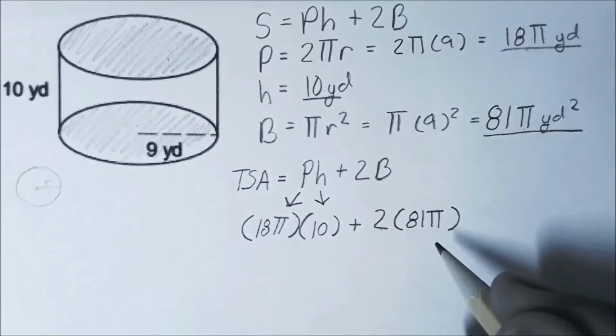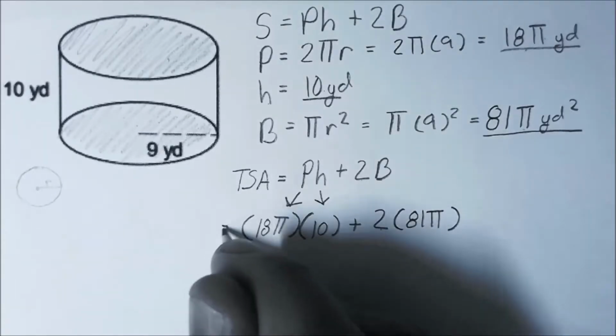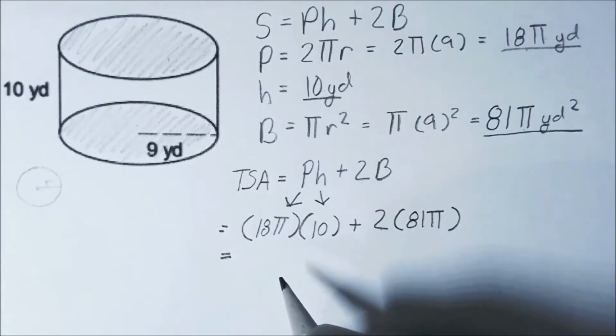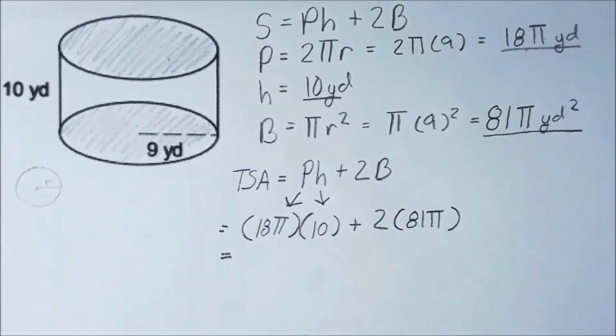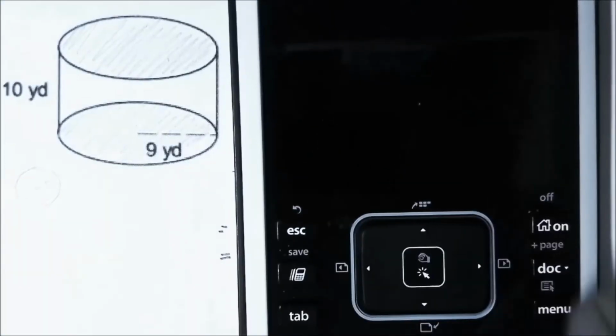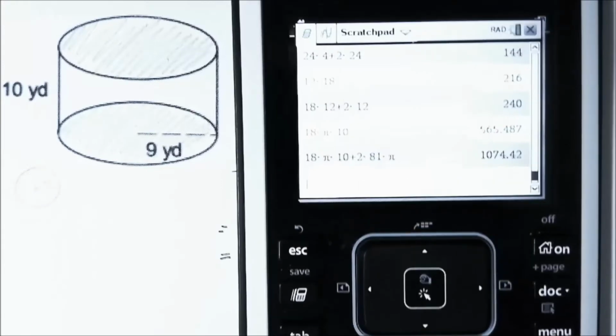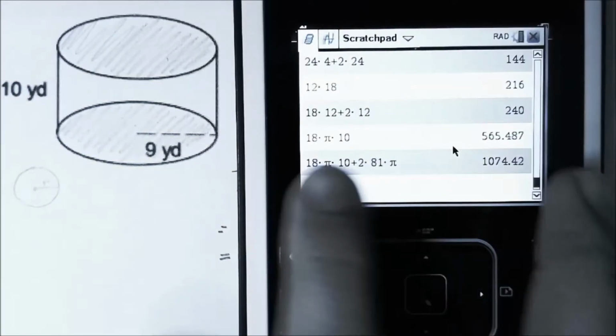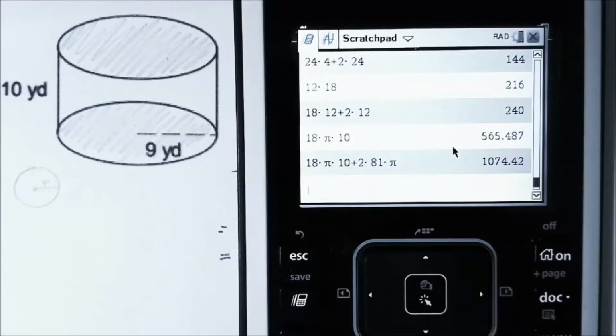So now, if I want to get my total surface area, I've already got all my numbers plugged in. I just need to put them in my calculator and hit enter. So let's go ahead and do that. I'm going to bring my calculator around. So here's my calculator. Yours is going to be the same. If you notice, I already did that right here, and I'll type it in again just so you can follow along with me.